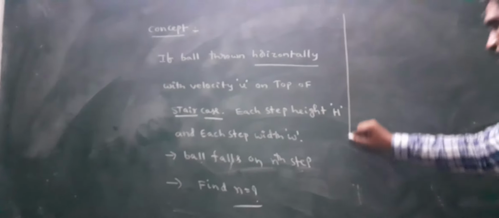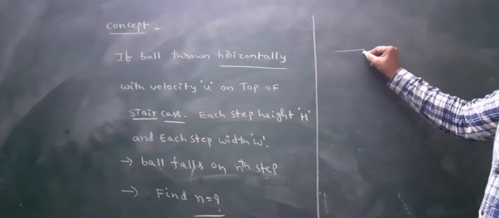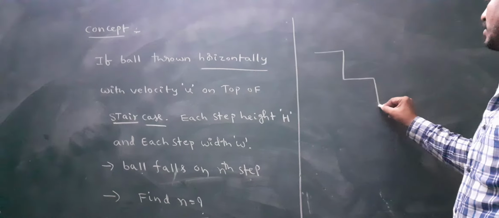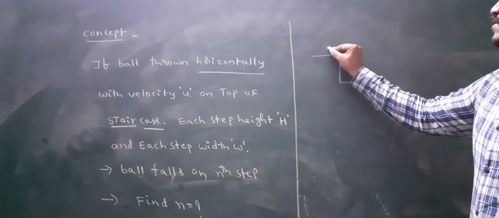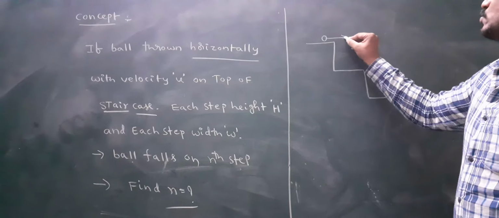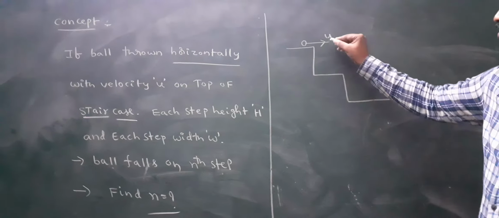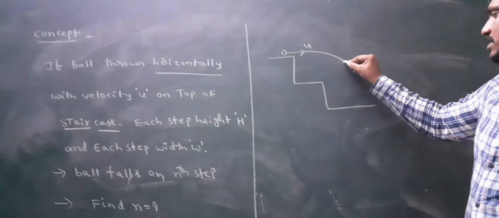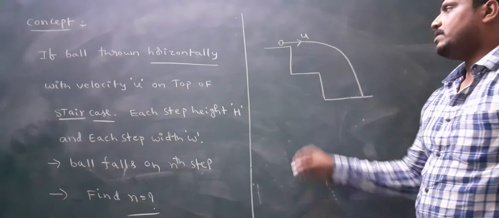Look here, all of you. This is the staircase. According to the question, this is the staircase with steps. One ball is at the top of the staircase. It is thrown horizontally with initial velocity u. Because of Earth's gravity, it finally falls on the nth step.